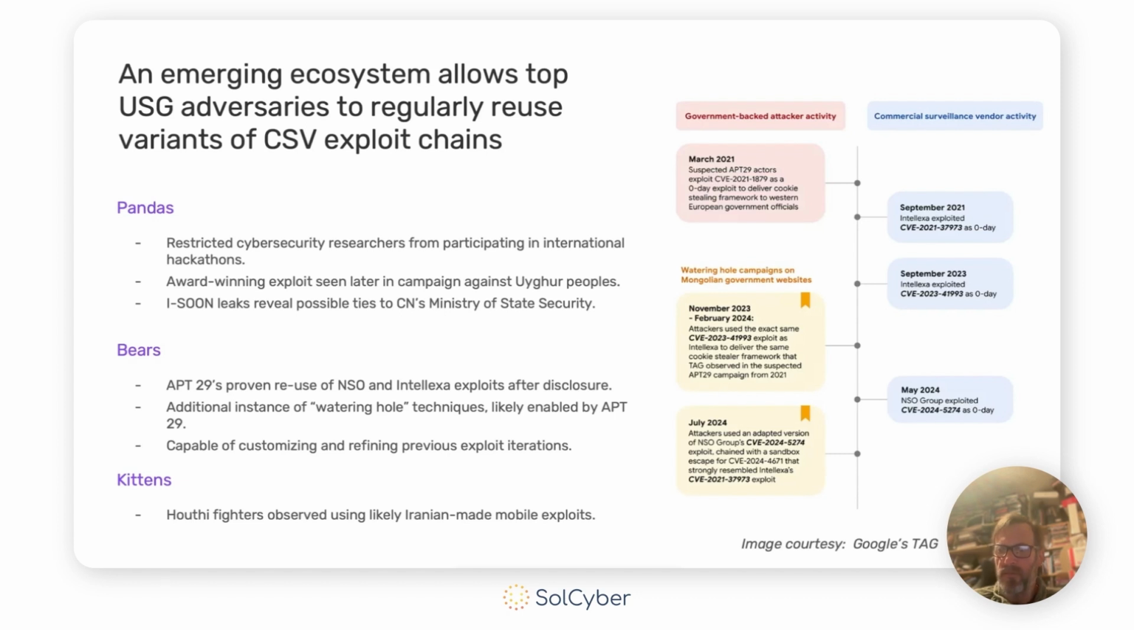We see this stuff happen very regularly. And Russia is the same. We've seen Iran with the kittens do the same thing as well, although they're more likely using their own exploits. So this is not just a mercenary spyware problem now. This is a nation state problem too. So if you as a company have ever been attacked by a nation state, your mobiles are just as much of a target now as your desktops.